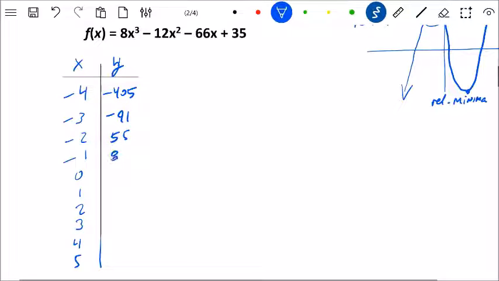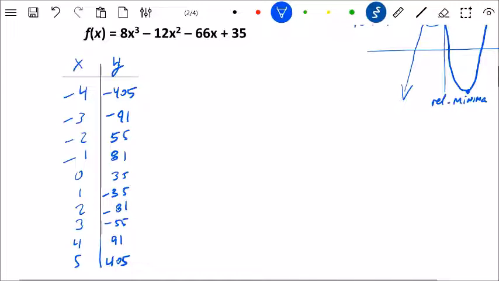155, 81, 40, it's 35, then a -35, -81 with the 2, 3 has -55, 4 has 91, and 5 has 405.